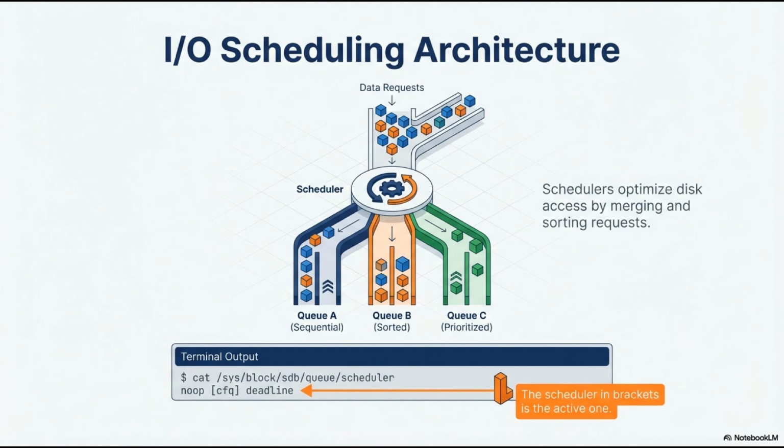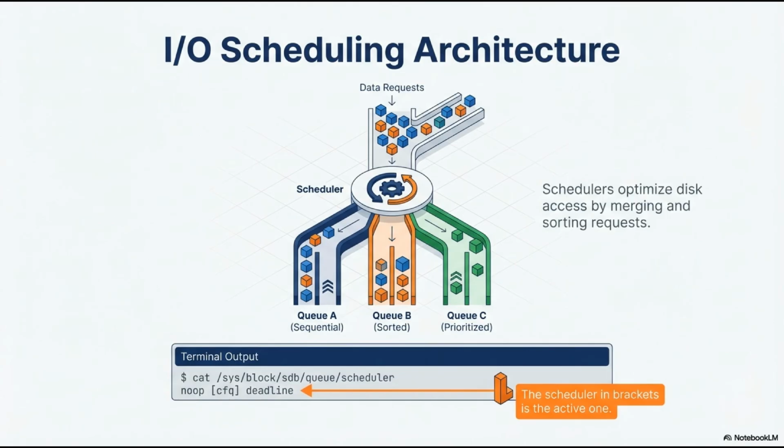Now, the slide shows how to check who's currently in charge. You run cat /sys/block/sda/queue/scheduler. And you'll see a list of words like noop, deadline, CFQ, but notice the brackets. Yeah, in the screenshot, CFQ is inside square brackets. That is the universal Linux sign for active.